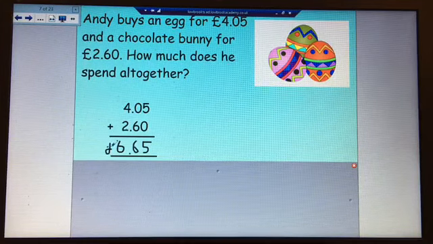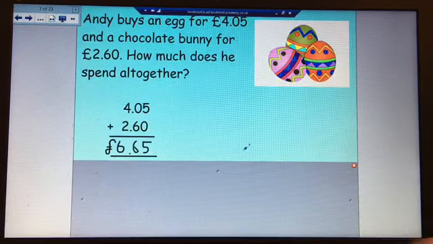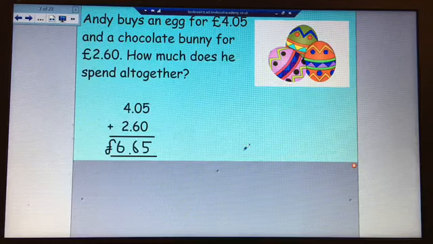If I was going to answer this as a word problem, I'd write: Andy spent £6.65 altogether. Sorry about the dodgy 6. It's quite hard to write on my computer today.